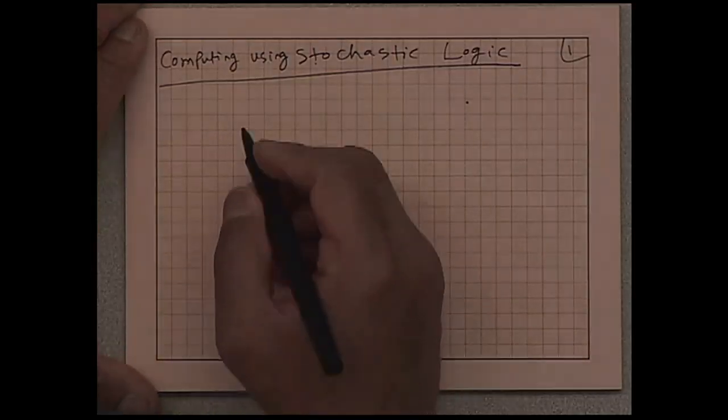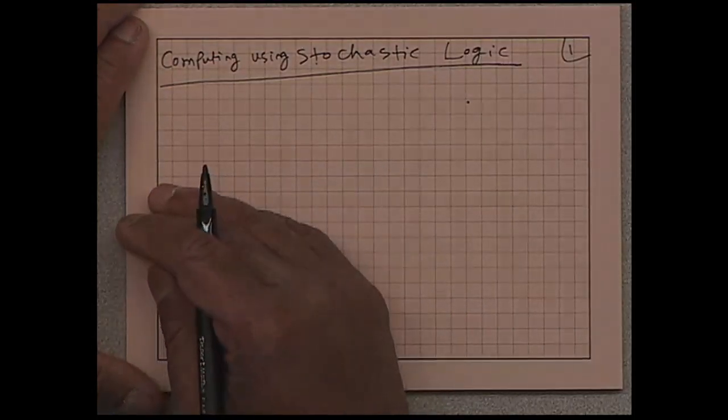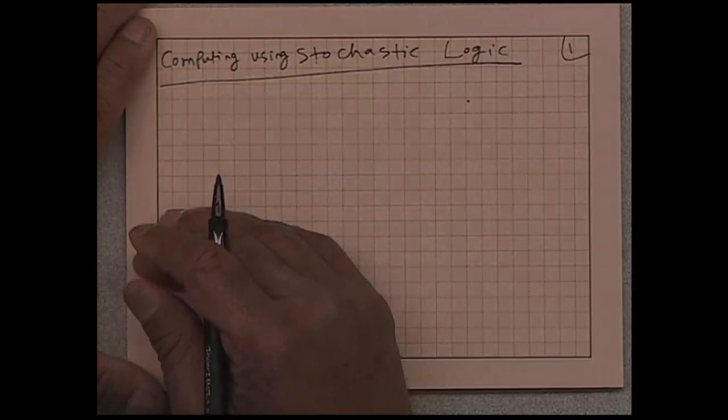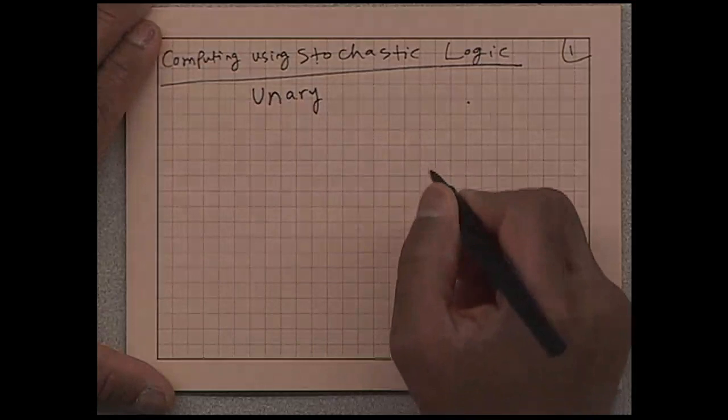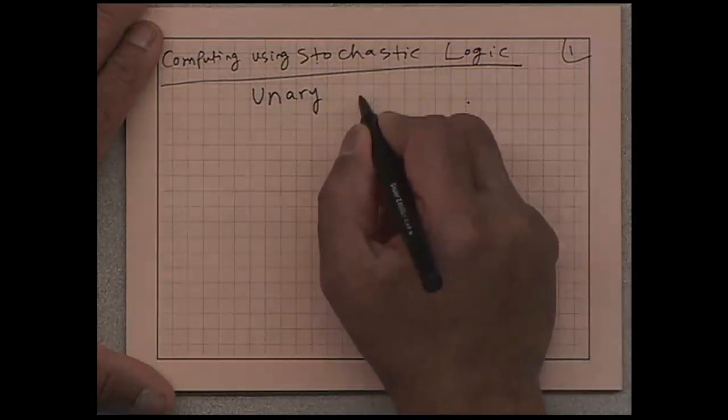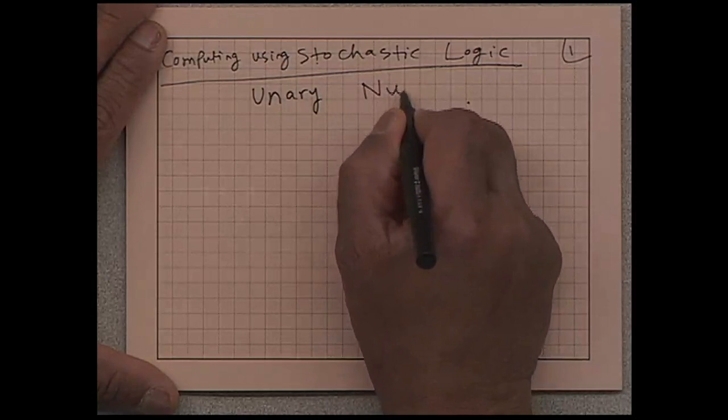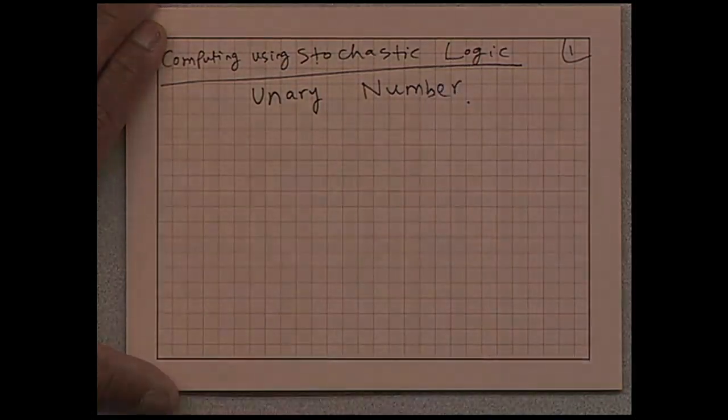So in the 1960s, there was some effort to implement circuits using so-called stochastic logic, and the idea is that computations are not exact. They are probabilistic, and that's what is called stochastic logic. So the first thing that we can think about in a stochastic logic representation is to begin with the thought process of a unary number.